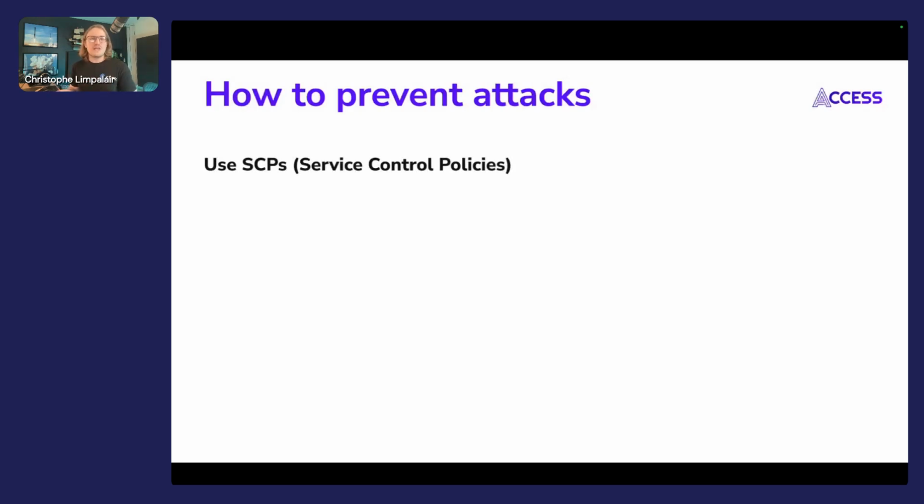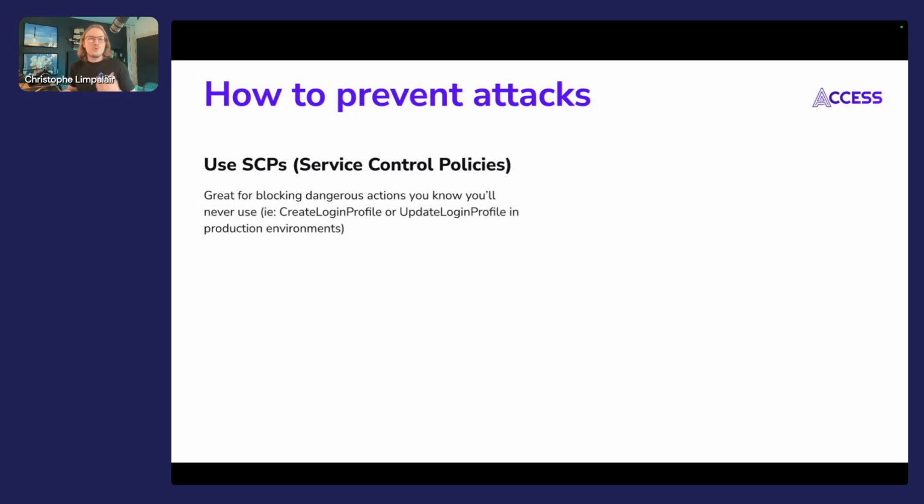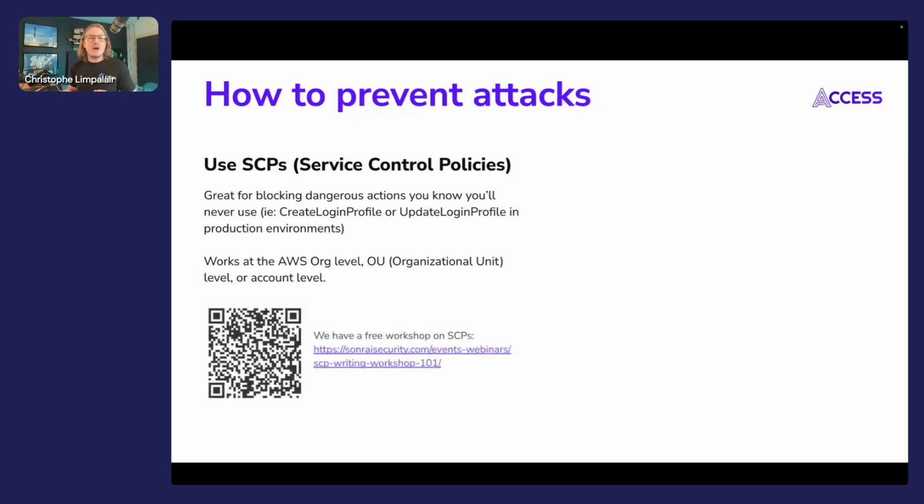Of course, you can also use SCPs. I'm not going to go too in depth with SCPs because we did do a free workshop with the Sunry team, with the CTO of Sunry actually. Sandy did a great job with this presentation, helped me with it as well, gave me some great tips for it. And this is a great way to block organizational unit or AWS org level or account level access. Whereas when we talked about permission boundaries, that's going to be more at the identity level. So definitely worth looking into. And there's a QR code for the free workshop if you're interested.